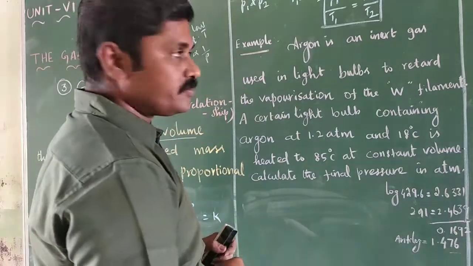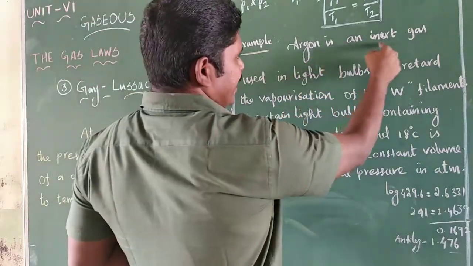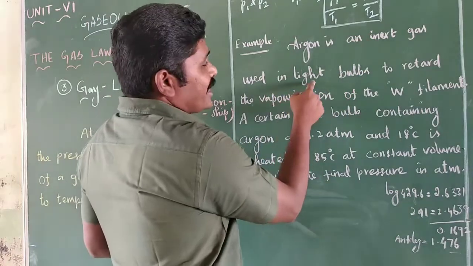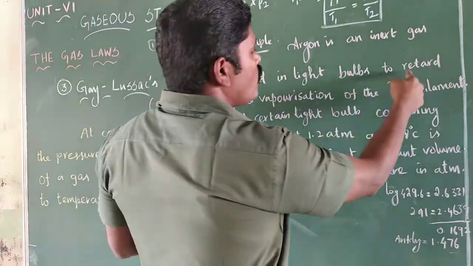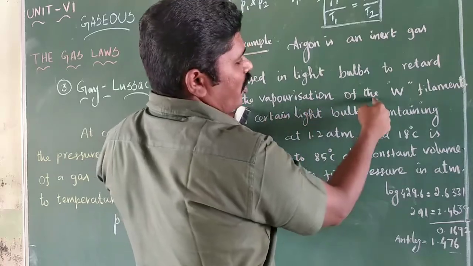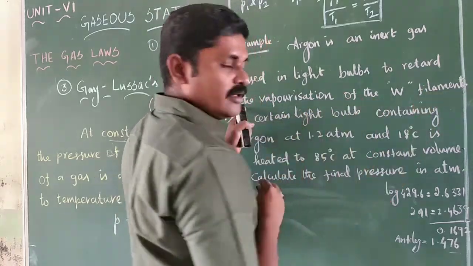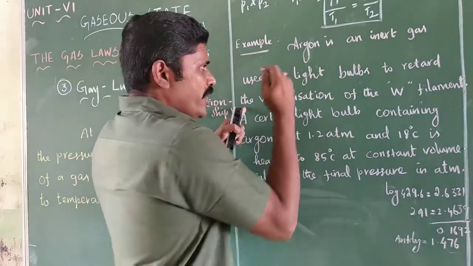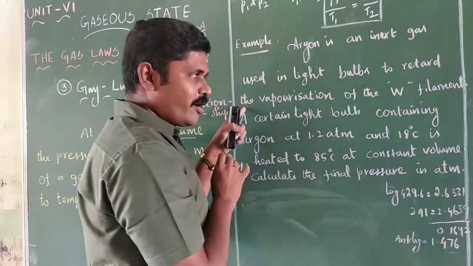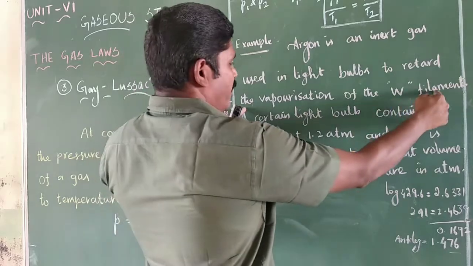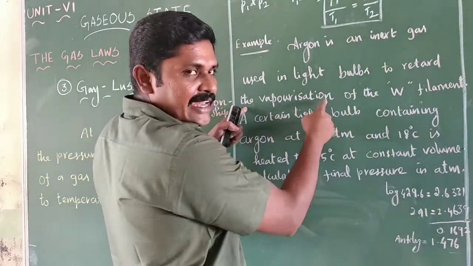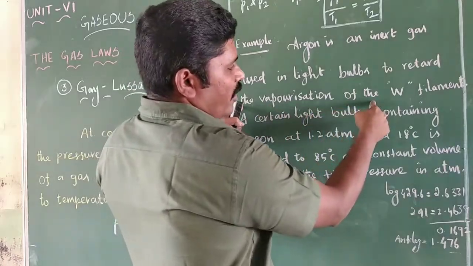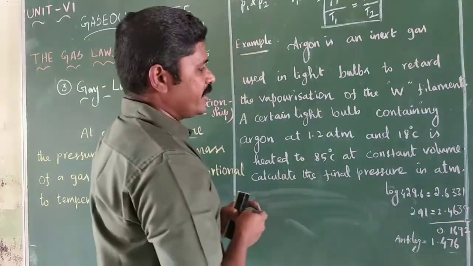For example, argon is an inert gas. Argon is an inert gas used in light bulbs to retard the vaporization of the tungsten filament. What purpose do we use it in the bulb for? The tungsten filament's vaporization tendency is decreased. So, it retards the vaporization of the tungsten filament.